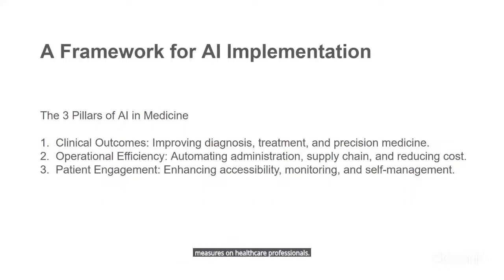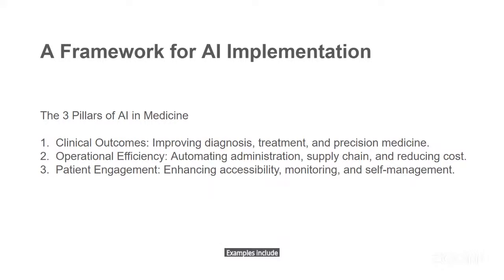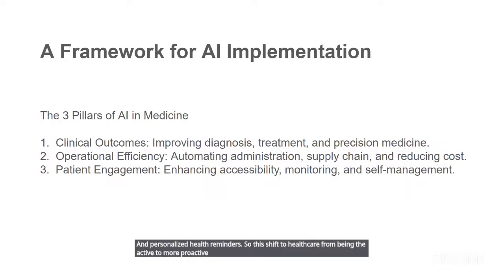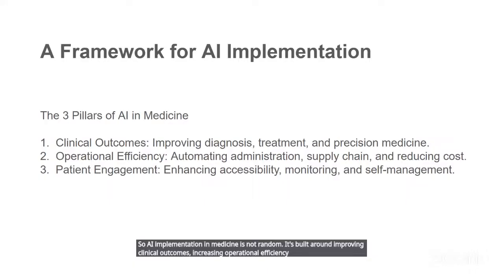The third pillar is patient engagement. AI can enhance accessibility, continuous monitoring, and patient health management. Examples include remote monitoring tools, AI-powered health apps, and personalized health reminders. This shifts healthcare from being reactive to more proactive and patient-centric. So AI implementation in medicine is not random. It's built around improving clinical outcomes, increasing operational efficiency, and empowering patients.